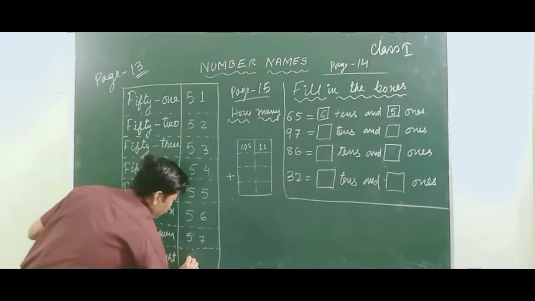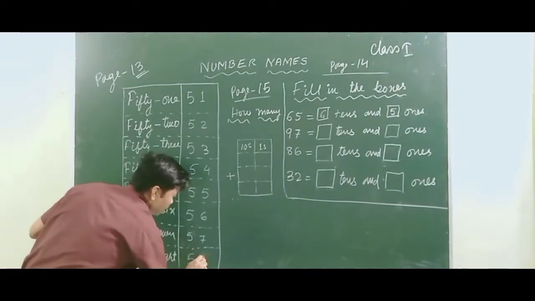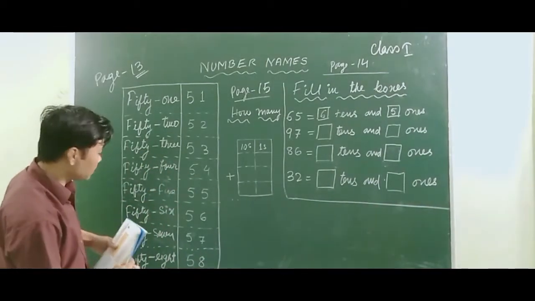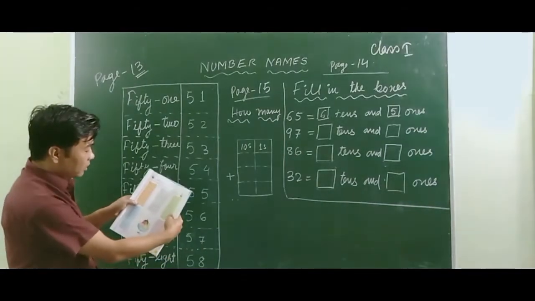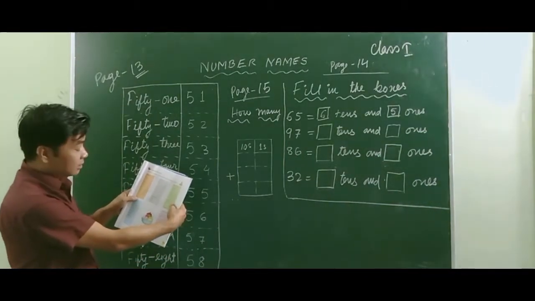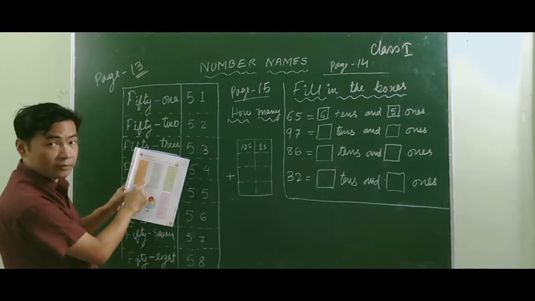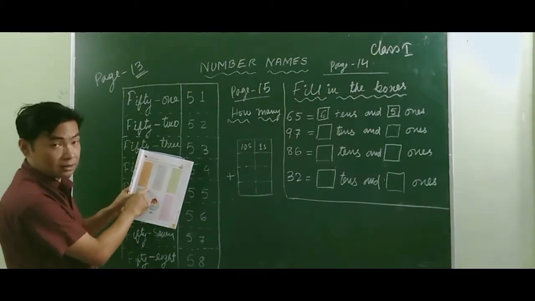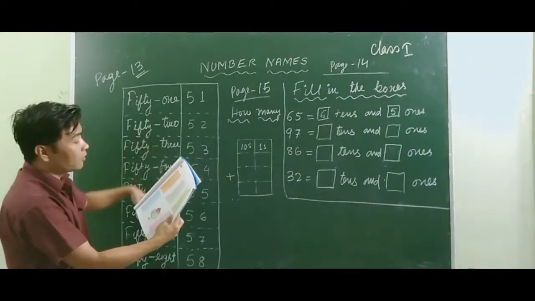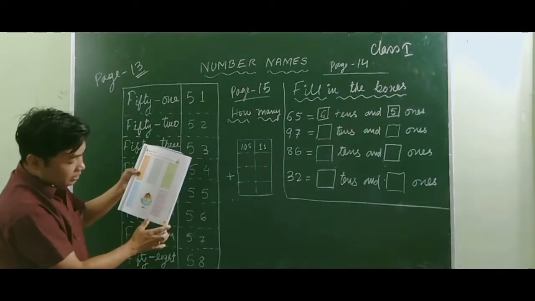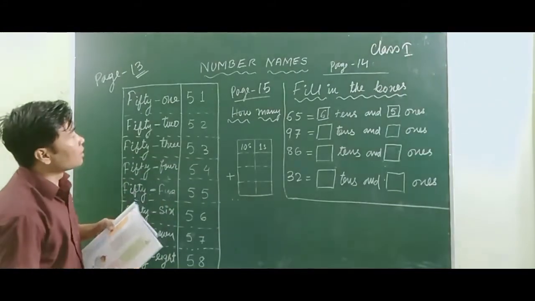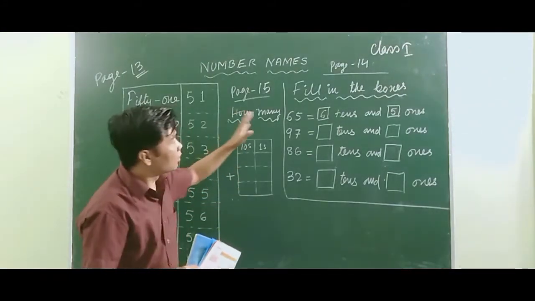58, 5 and 8. I have written up to 8 only, since there is no space here. So there is up to 60. 59, 5, 9. 60, 6, 0. In the same way you complete this page number 13. Now let's go to page number 14.